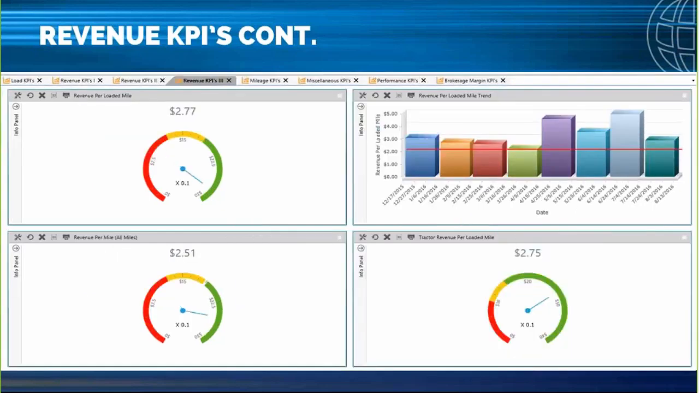Our third view of revenue KPIs, we can see revenue per loaded mile. Next to that, we can see revenue per loaded mile trends. And once again, we can see the ones that are at, above, or below the goal line that we've got set there. On the bottom, we can see revenue per mile, that's all miles, and then we can see tractor revenue per loaded mile. Once again, you have a number of different items that you can adjust on these, whether it's the time frame you're looking at or items you want to include or exclude as revenue types that are included in the calculations.